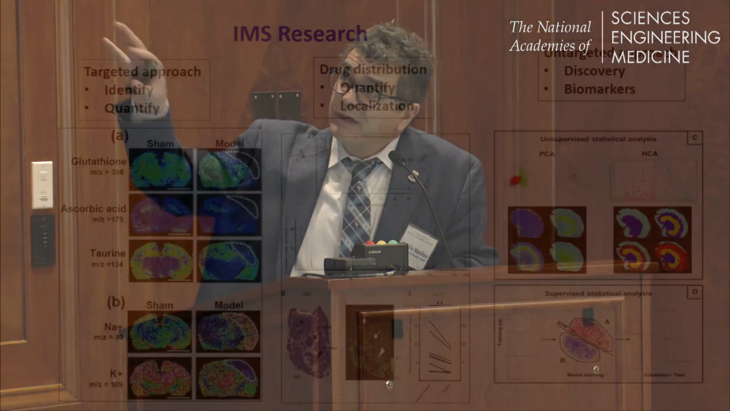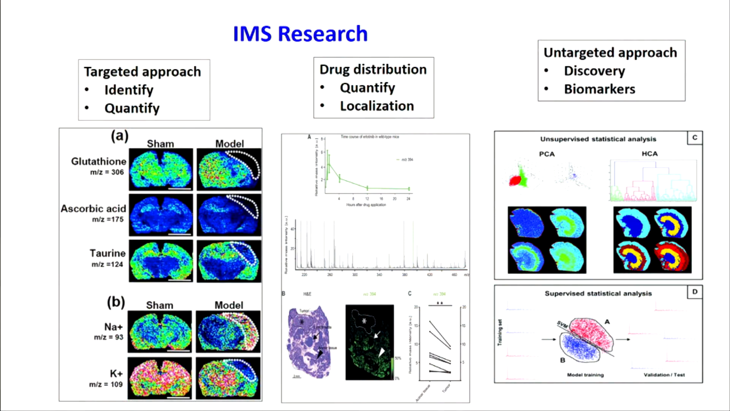Finally, you can also do an untargeted approach for discovery and biomarkers. And of course, you can do PCA analysis and all the supervised statistical analysis. It's a really complicated thing. It's really easy to acquire the images, but the statistical analysis is not that easy, but we're advancing and getting better every day. So these are the three reasons why I think imaging mass spectrometry is very important. Once you get it to the single cell level, it is invaluable.